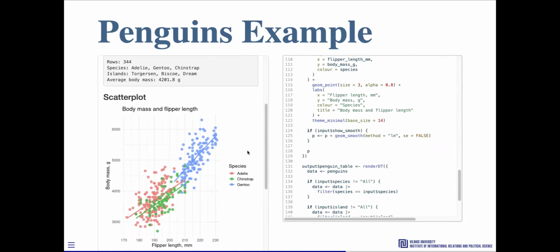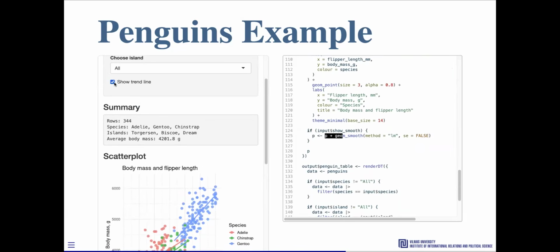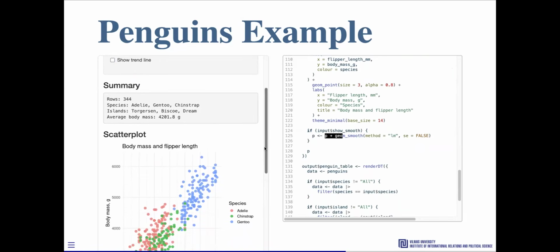Now, here is another condition. We can add this true false to see whether it'll re-render automatically this plot. In this case, we're saying whether we want to show the regression line or not.